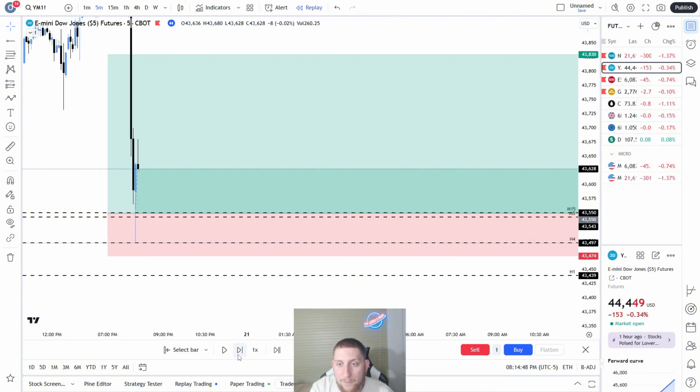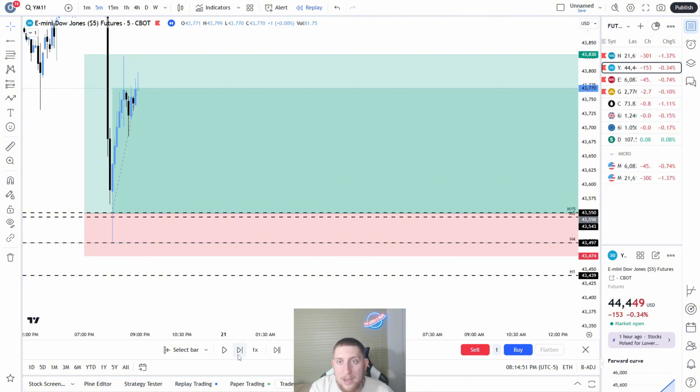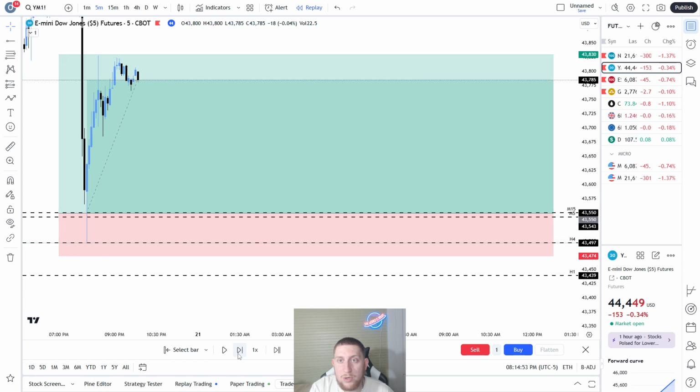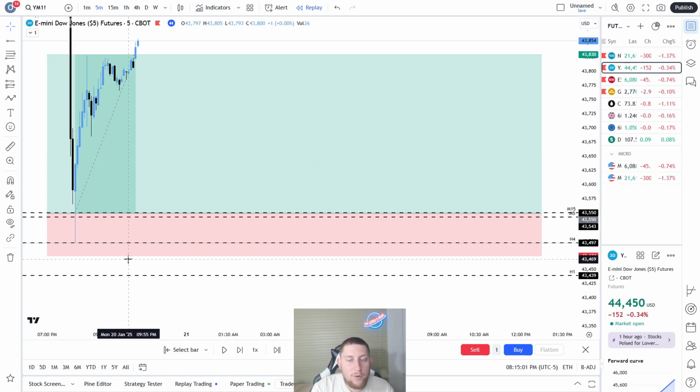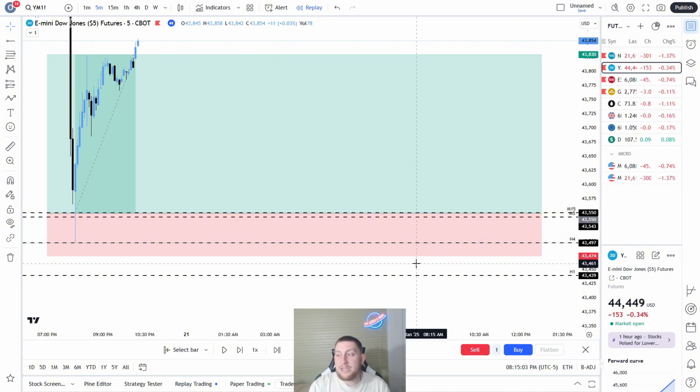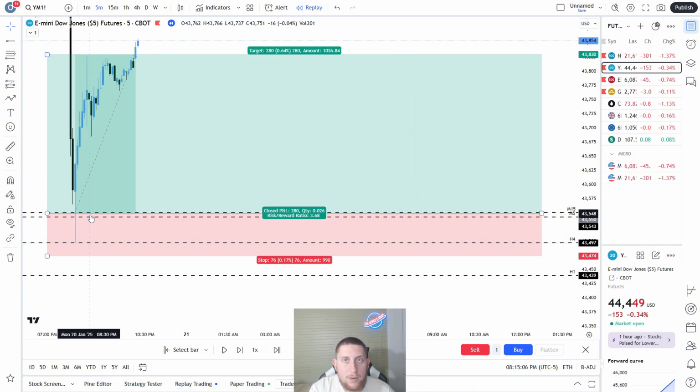Let's go ahead, fast forward this. And we went all the way to a 1 to 4, I think this is. Or yeah, almost a 1 to 4. So you can see that is what gave us that final rejection we needed before our stop loss would have been hit. If that H4 wouldn't have been there, it probably would have went to stop loss.